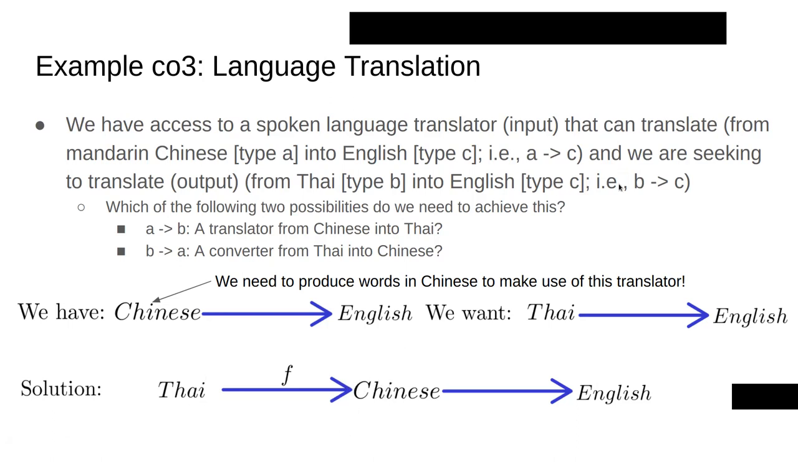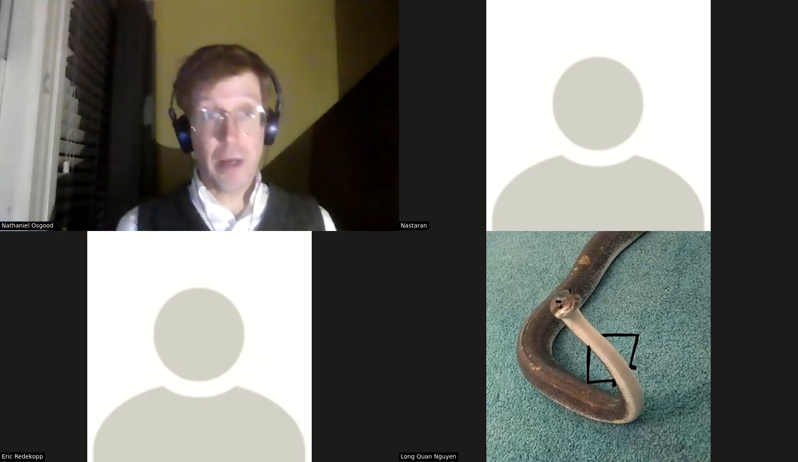And again, we have an A to C, we want a B to C, and it's tempting to think we just need to turn the A into a B. But no, we need to turn the B into an A in order to implement this. In order to take a B in and manufacture an A so we can feed into here and get a C, we need something that goes the other direction. That is what we need.